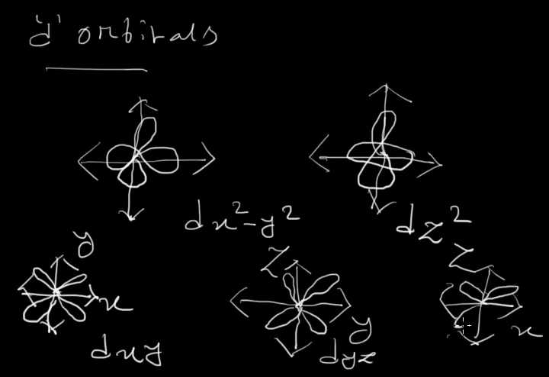So there are 5 types of d orbitals. They are called dx square minus y square, dz square, dxy, dyz, and dxz. This is all about orbit and orbitals.